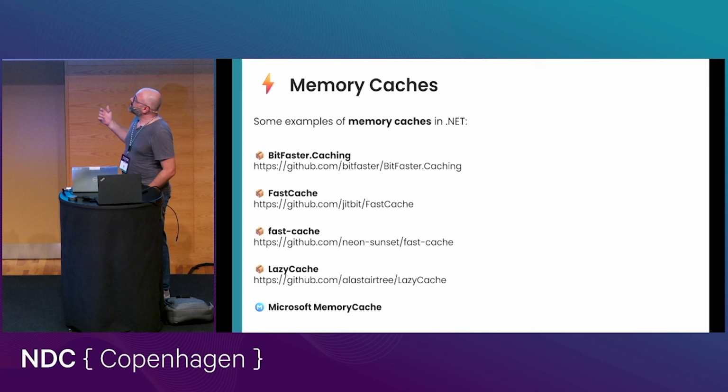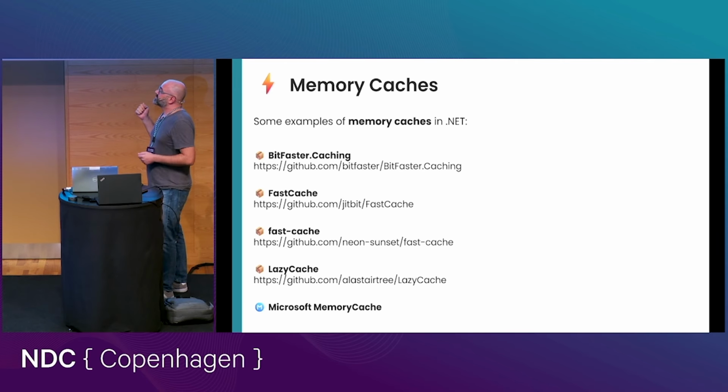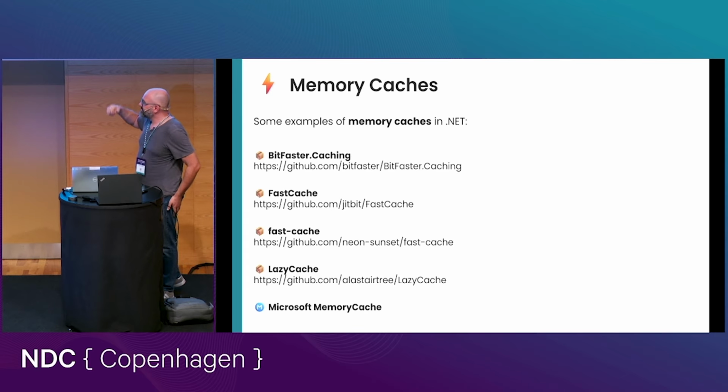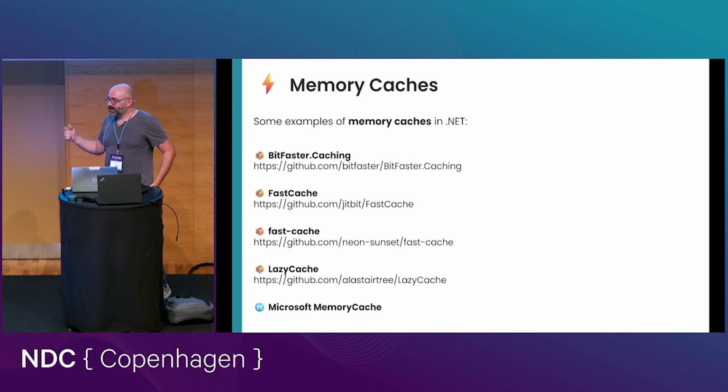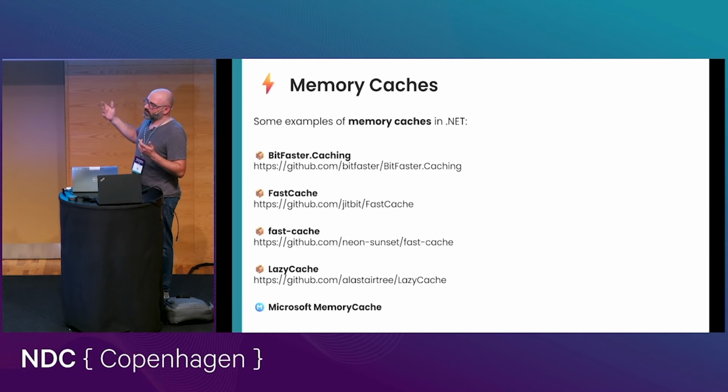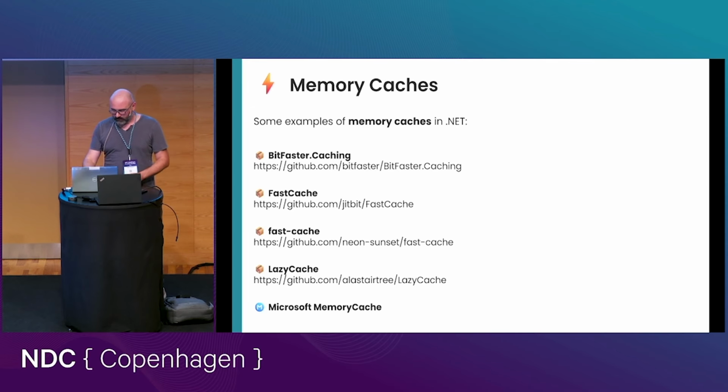Now, these are some examples of memory caches in .NET. Do not confuse memory caches, the type in general, with MemoryCache, which is just one type, the one out of the box in .NET. We have BitFaster.Caching, FastCache, which is a different one, LazyCache, which probably is the one mostly known by the .NET community, and of course, Microsoft MemoryCache, the one out of the box.